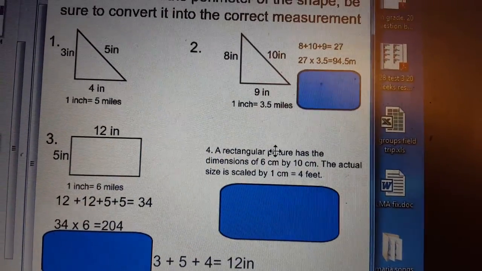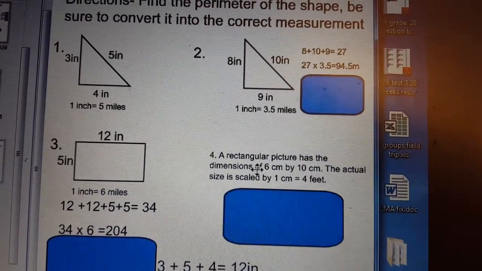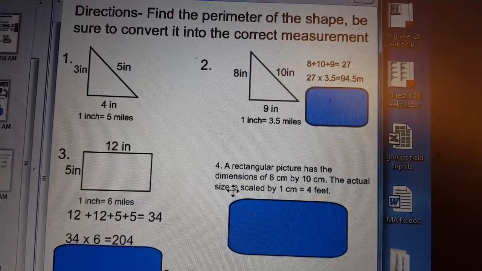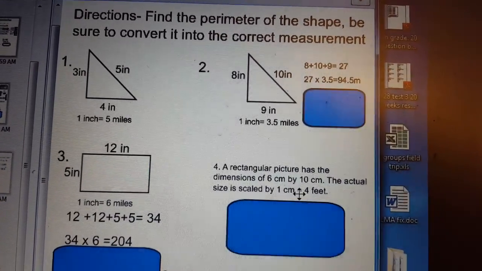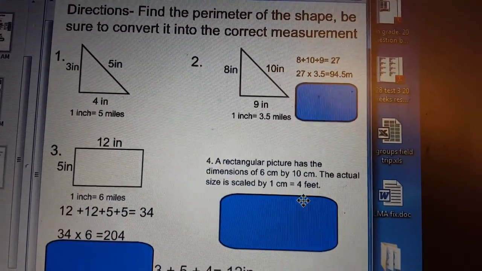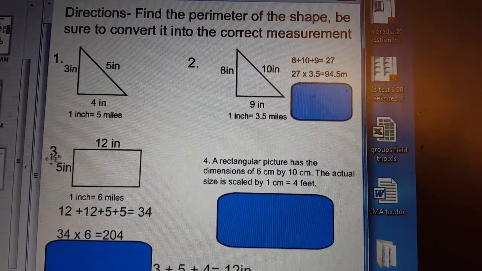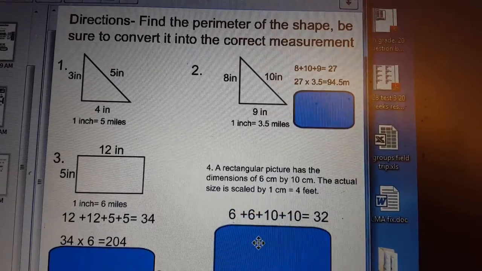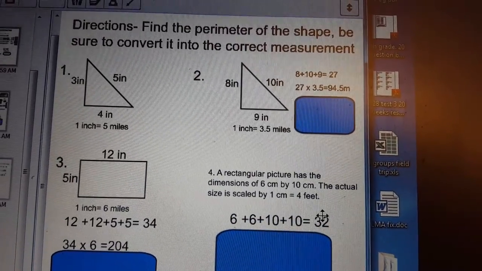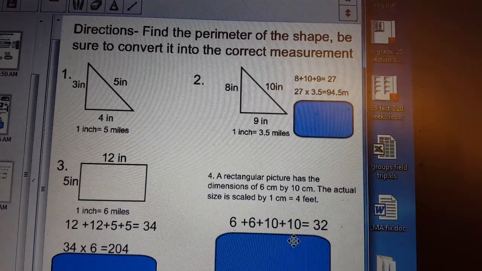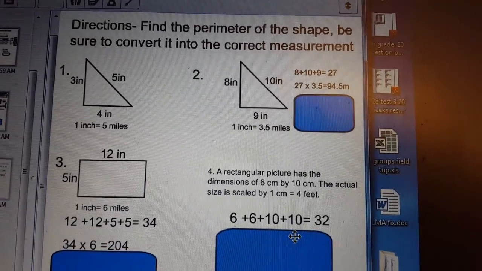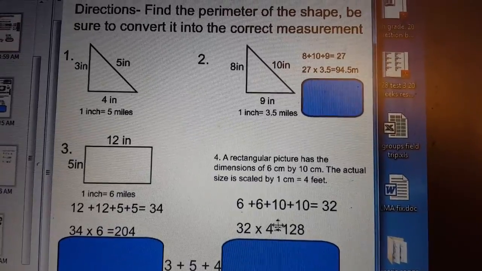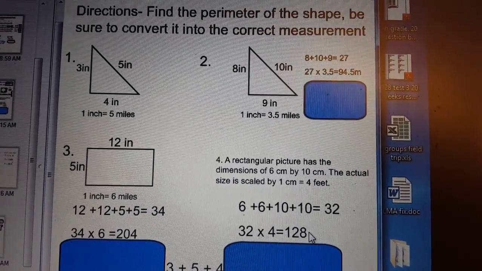Number 4, a rectangular picture has dimensions of 6 centimeters by 10 centimeters. The actual size is scaled by 1 centimeter equals 4 feet. So a rectangle, just like over here, you have to remember there's other 2 sides. So you need to add all 4 up to get 32. Then the scale is 1 centimeter equals 4 feet. So you do 32 times 4 is 128 feet.